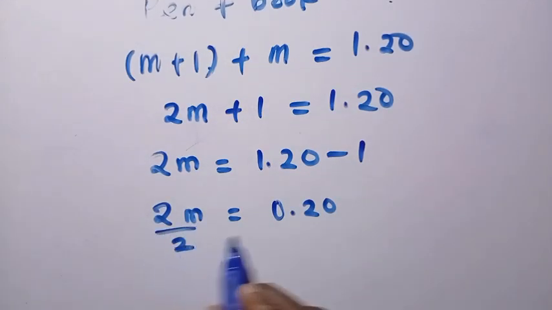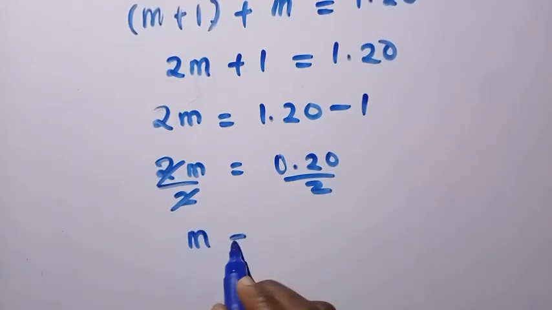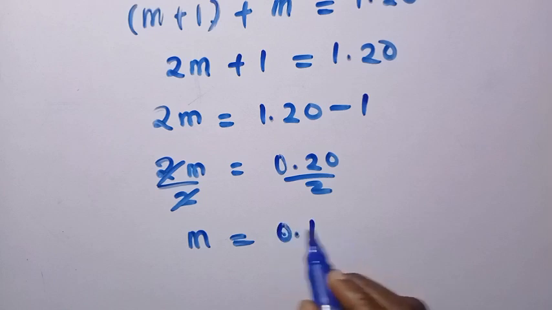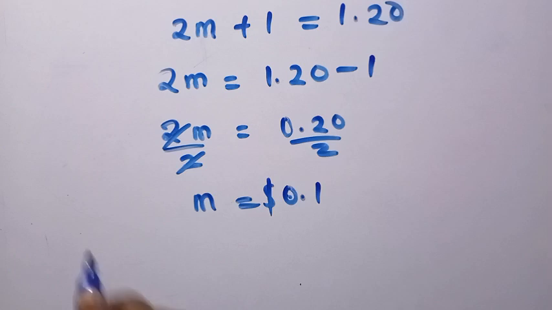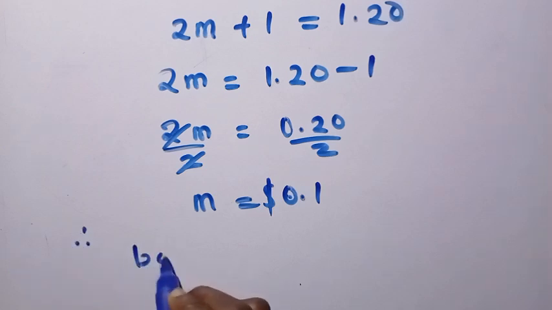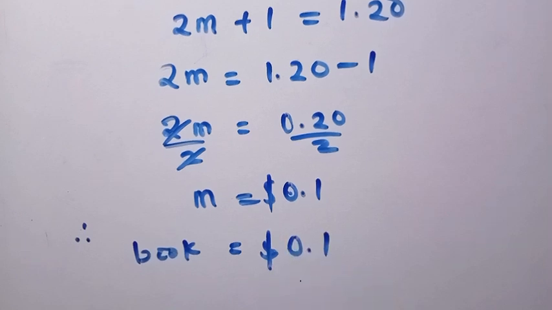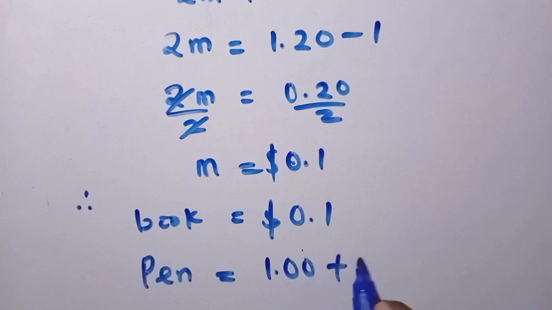To get M, we divide both sides by 2. So 2 cancels 2, and we have M equals 0.1 in dollars. So here is the value of M, which is the cost of the book. Therefore, you can now conclude that the book's price is $0.1, and the price of the pen, which we are asked to find, is $1.00 plus 0.1.